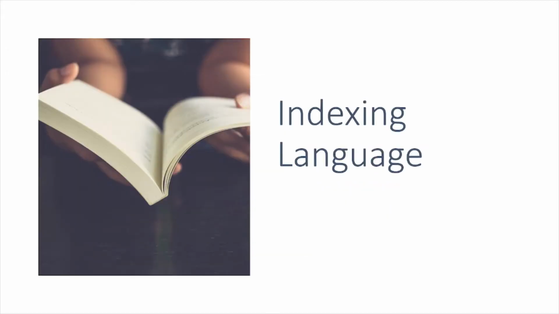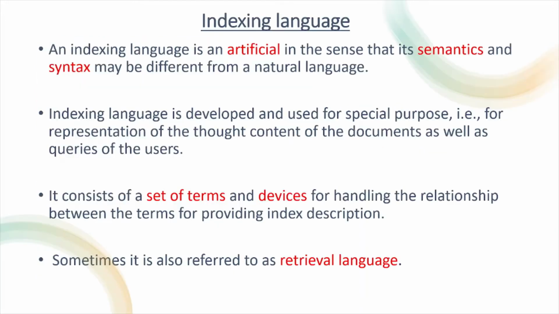Hello everyone. In this video, we will discuss indexing language. An indexing language is artificial in the sense that its semantics and syntax may be different from natural language. The first characteristic of an indexing language is that it is an artificial language. Artificial means made or produced to serve some purpose, whereas natural language is developed for the communication of ideas among human beings in their day-to-day life.